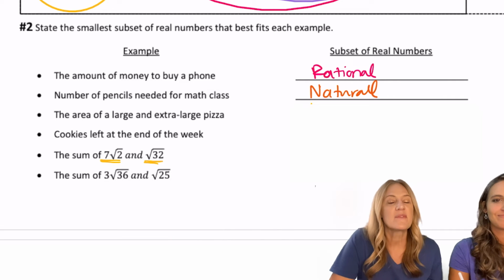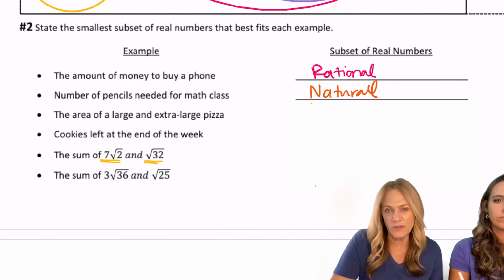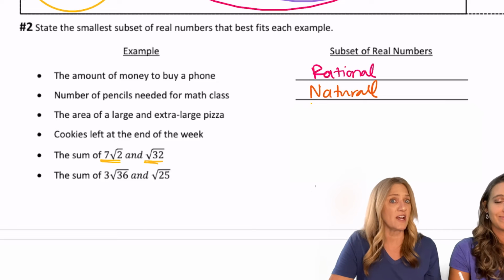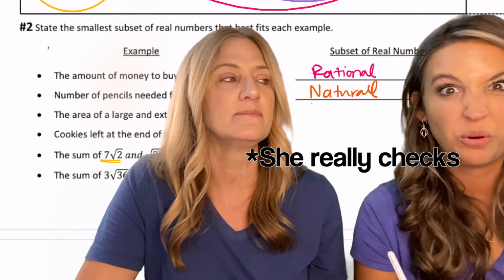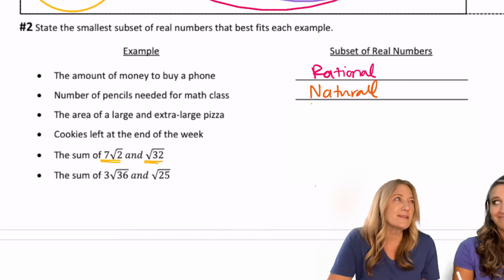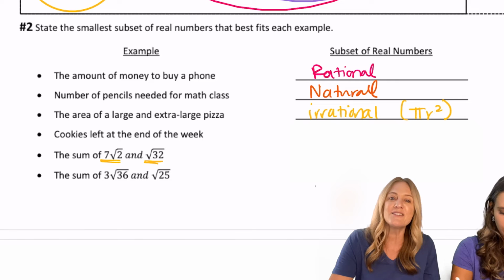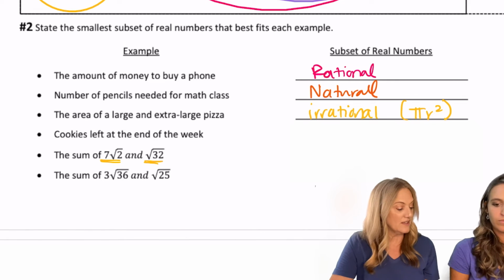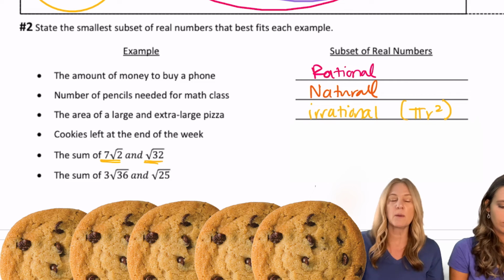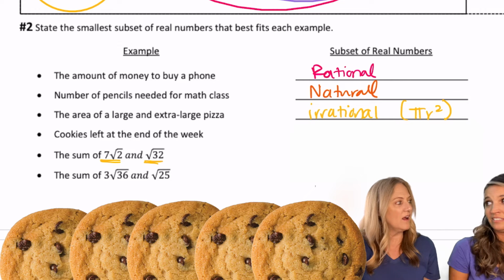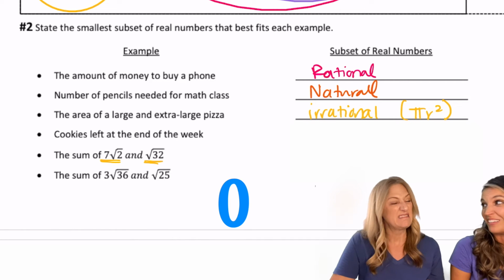Let's see how you did. Area of a large versus extra large pizza. It's always important to check that price per square inch. Well, pizza, area of a circle, pi r squared. Pi is irrational, so it is irrational. Next one, cookies left at the end of the week. Well, I'd eat them all, so there would be 0 left.